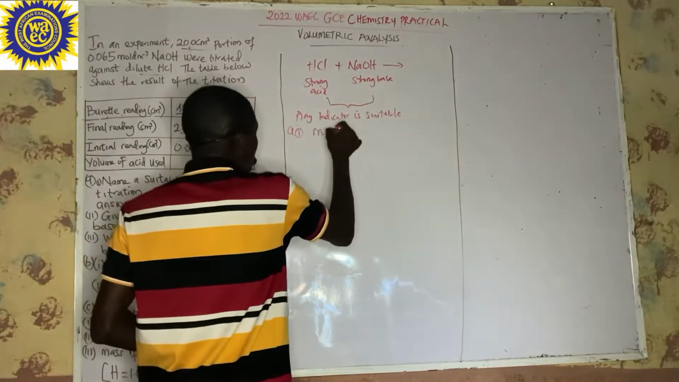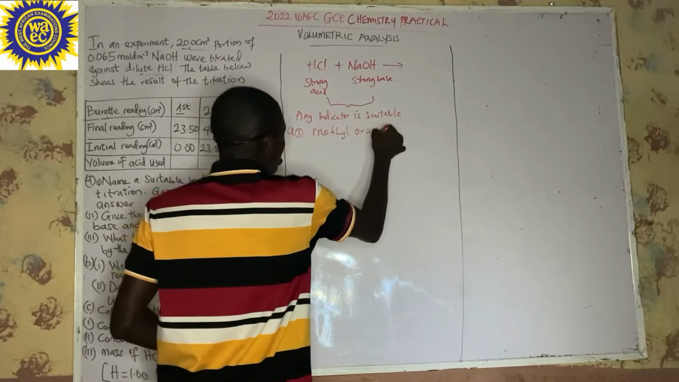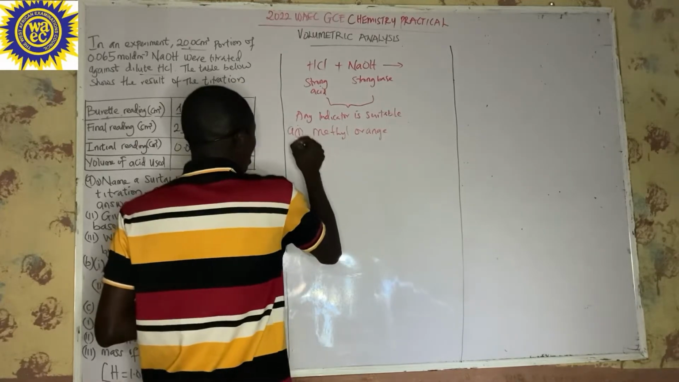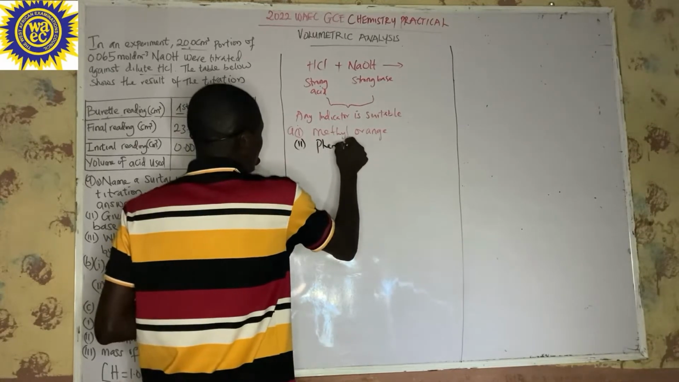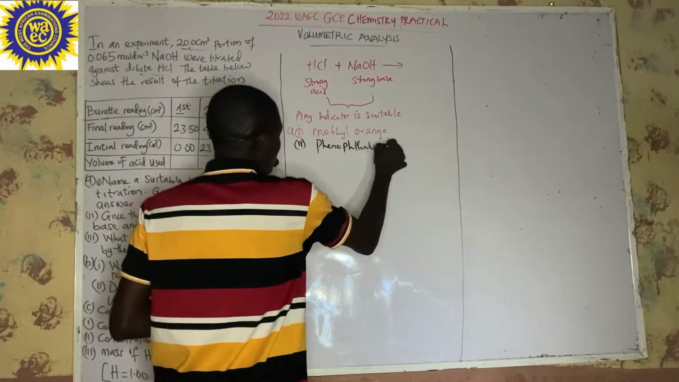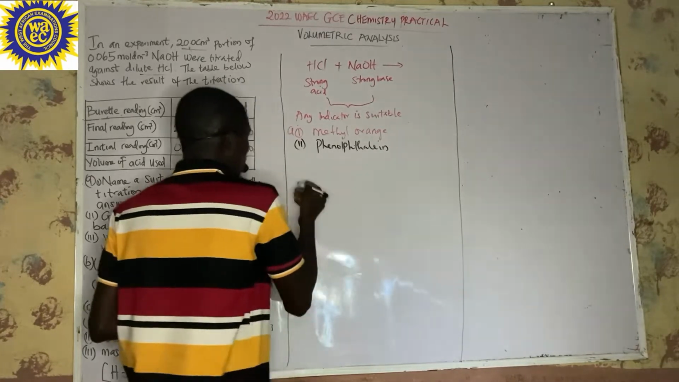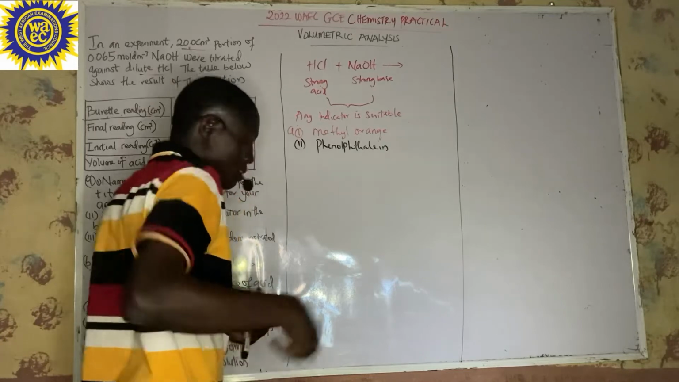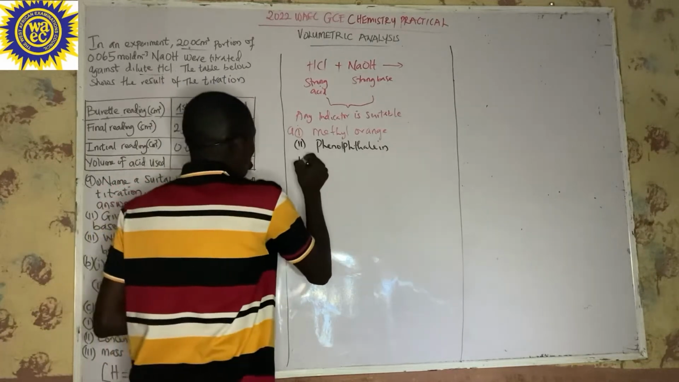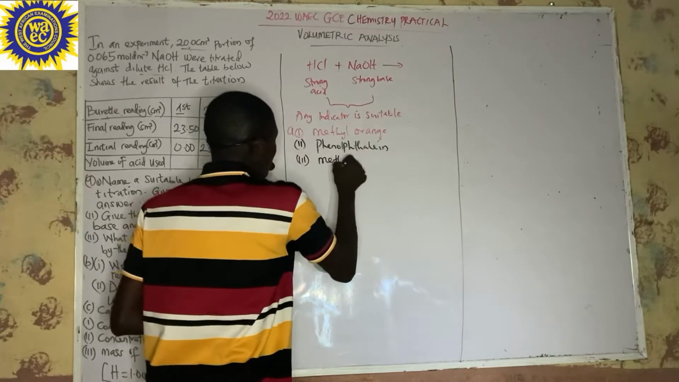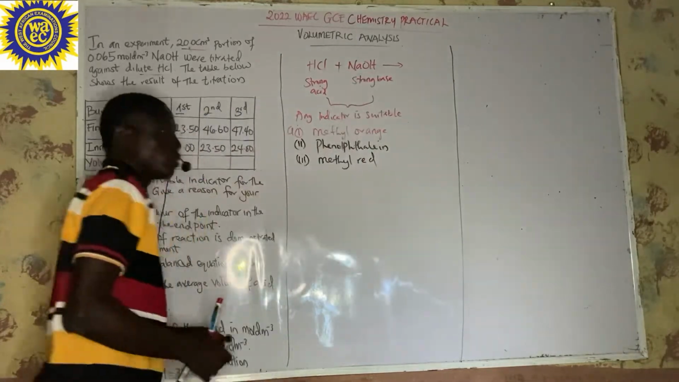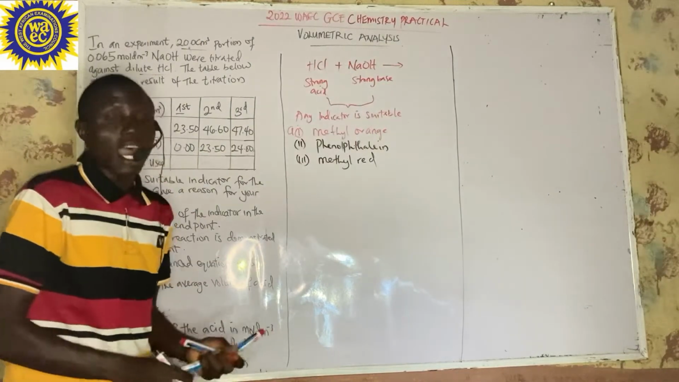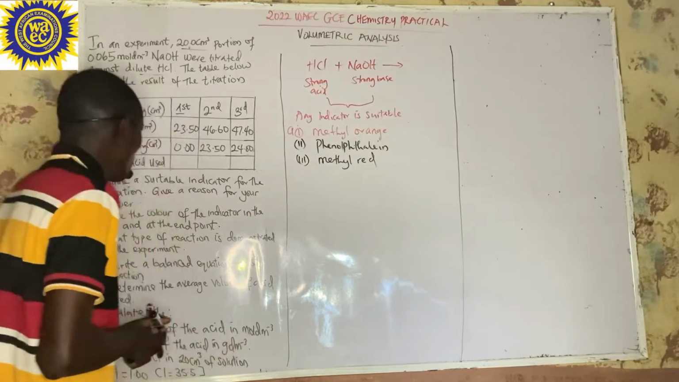You can mention methyl orange. This is the first indicator we can use. You can also use phenolphthalein. You can also make use of methyl red. All of these indicators can be used because it's a reaction between a strong acid and a strong base. So that's the first answer to the question.